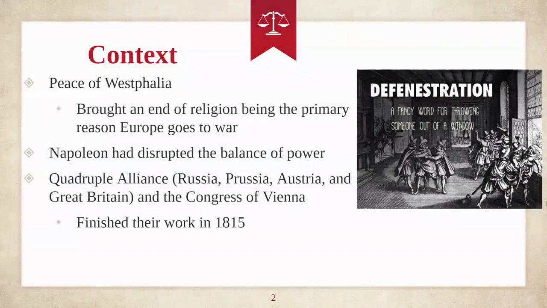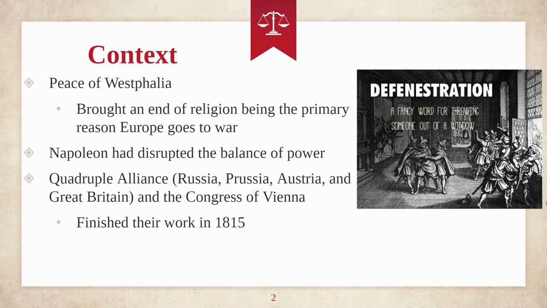So, a little bit of context for the Congress of Vienna. We know, first of all, we got to talk about this idea of the balance of power. So, we know from the Peace of Westphalia, this is going back pretty far, but the Peace of Westphalia was the last kind of religious war. Remember in that war, the 30 Years' War, it starts as a religious war, ends as a political war.